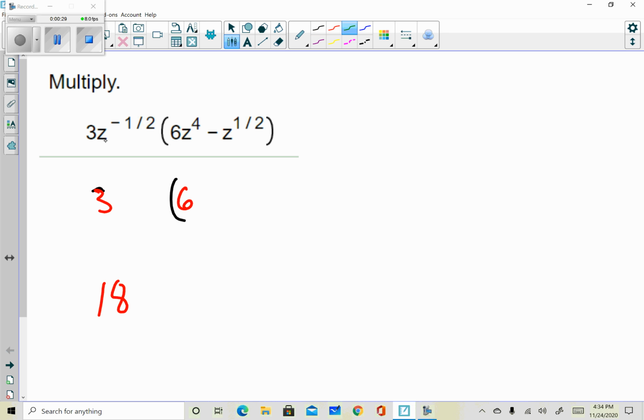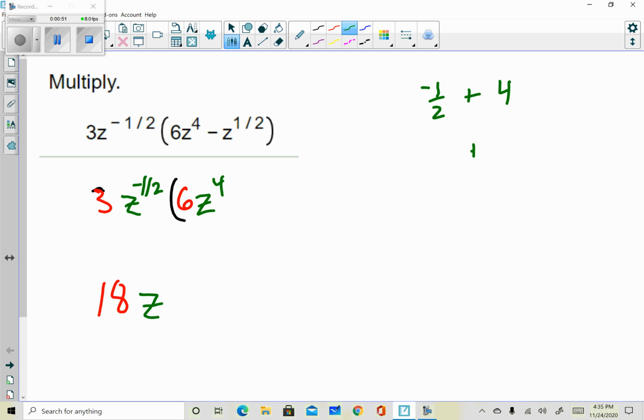Then when we have z with an exponent times z with an exponent, the rule is keep the base, which is z, and add the exponents. So the negative 1/2 and the 4, we have to add those.